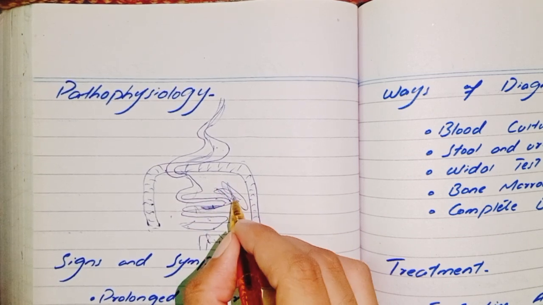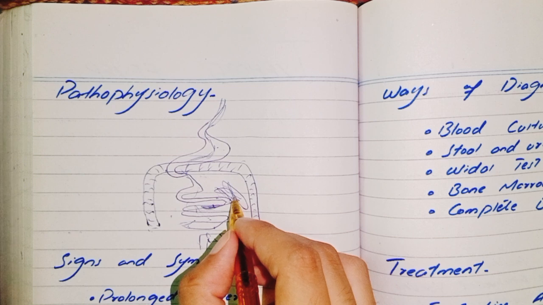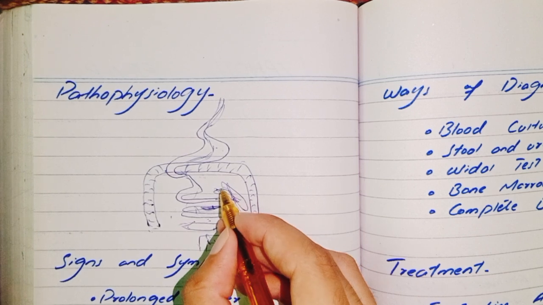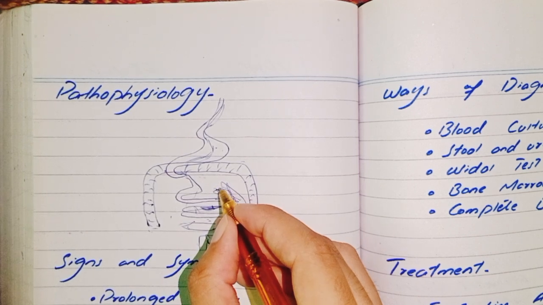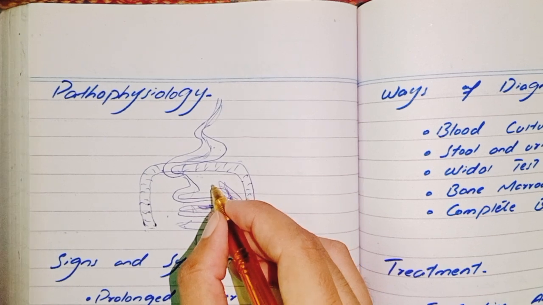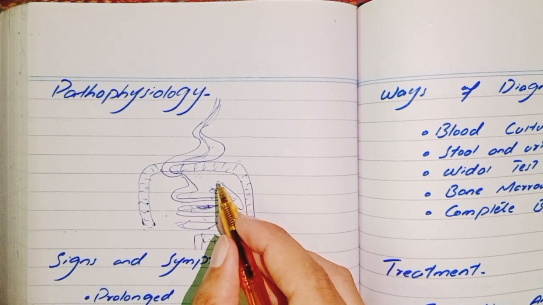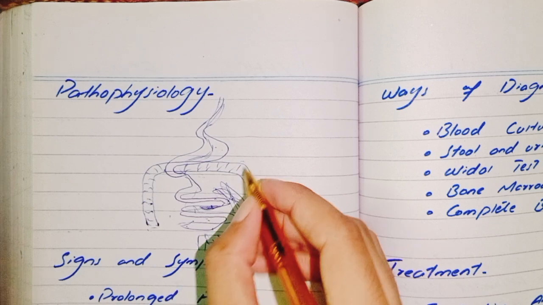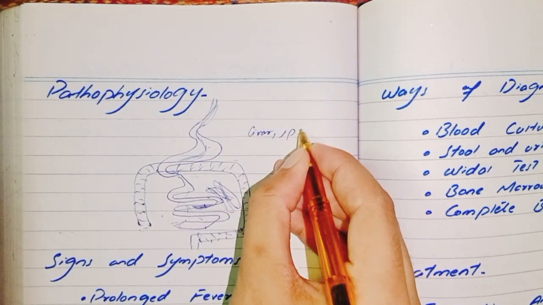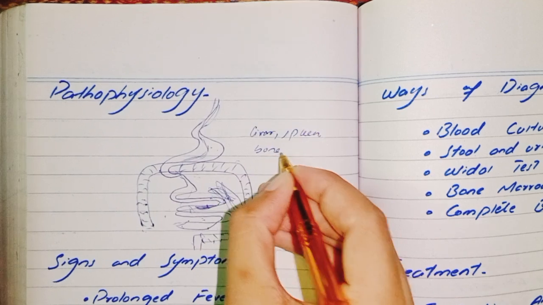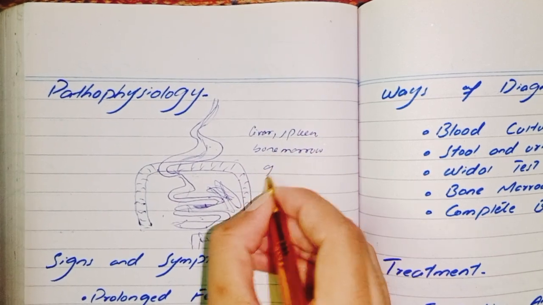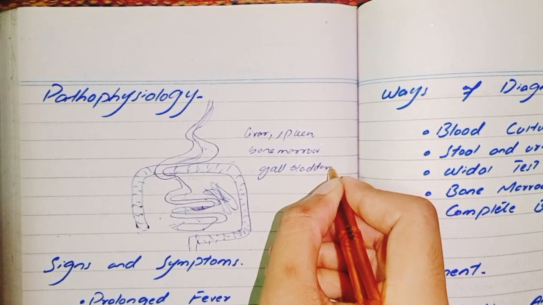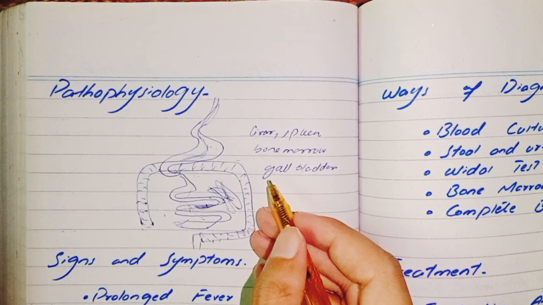Here are the blood vessels, and after entering the blood, it is phagocytosed by macrophages. Macrophages are the cells that are present in our blood. Instead of being destroyed, the bacteria multiply within the macrophage and are transported to various organs, including the liver, spleen, bone marrow, and our gallbladder. This systemic spread leads to the characteristic symptoms of typhoid fever.